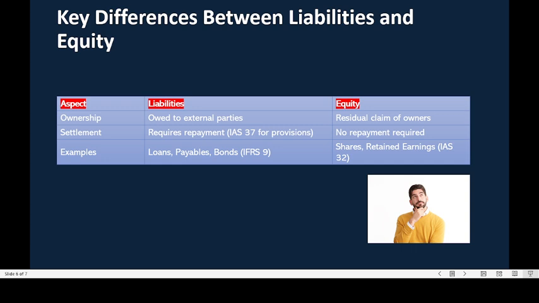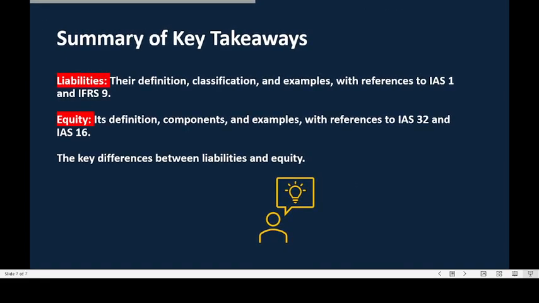In today's session, we explored liabilities, their definition, classification, and examples, with references to IAS 1 and IFRS 9. Equity, its definition, components, and examples, with references to IAS 32 and IAS 16. The key differences between liabilities and equity. Understanding these concepts is fundamental to preparing and analyzing financial statements.